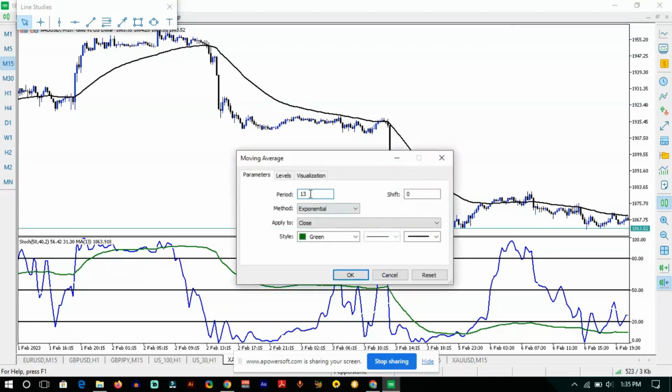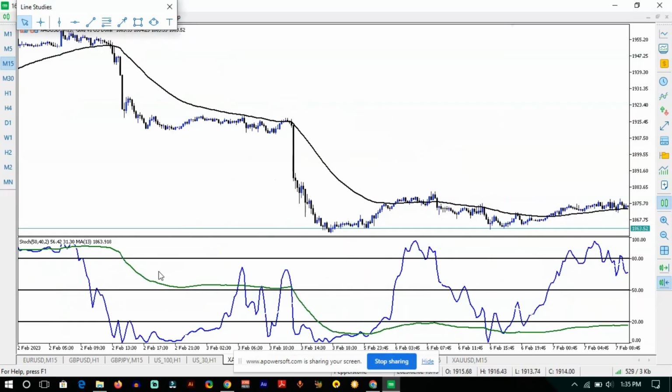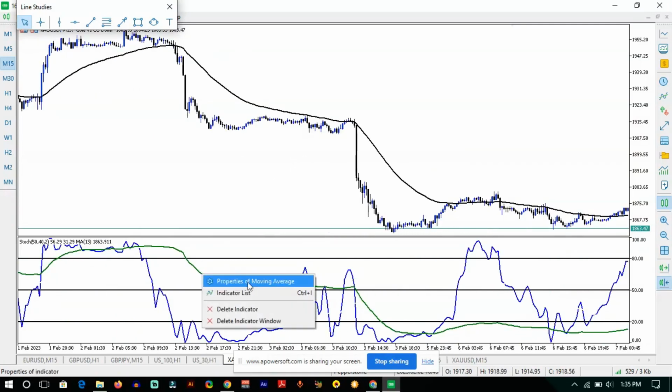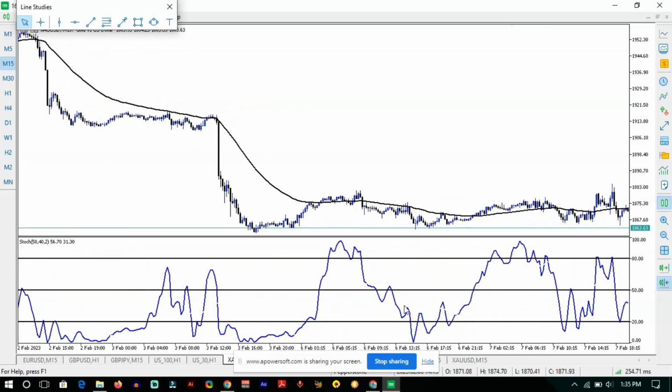Then we have this green moving average. It's an exponential moving average, period 13, method exponential, shift 0, apply to close. The color I chose is green. And then actually let me first remove this exponential moving average, and then I want to show you how we can add another indicator to, let's say, indicator window 1.